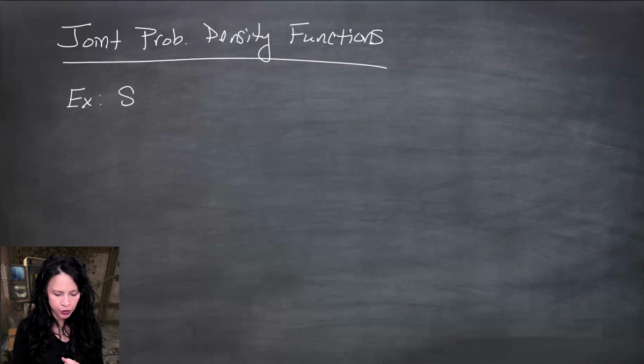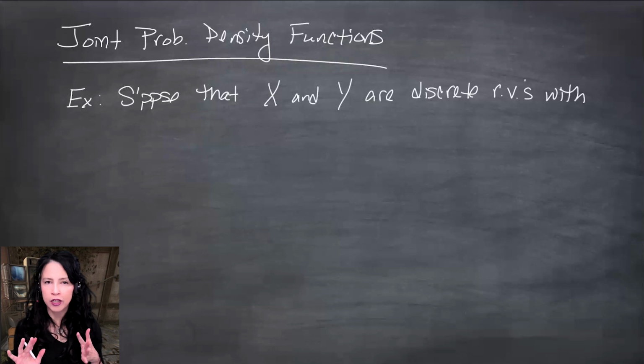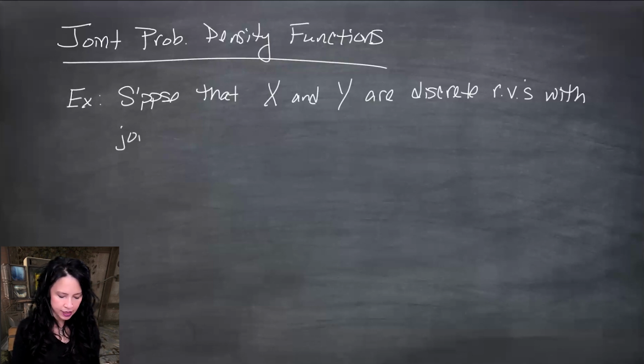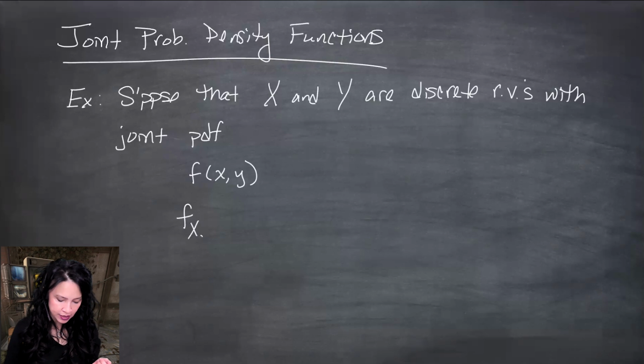So suppose that X and Y, nice and capital, are discrete random variables with a joint PDF, so joint probability density function or probability mass function. I'm going to call this f of x and y. If necessary, to distinguish it from another joint PDF, you might put a subscript on it to say this goes with the random variables X and Y, because you could plug anything in, right?